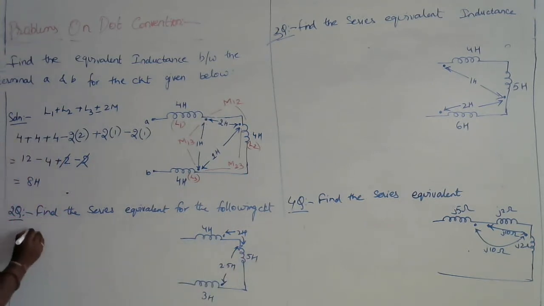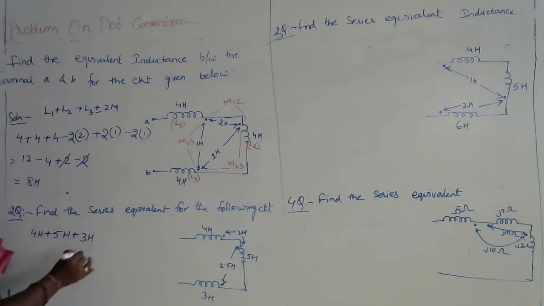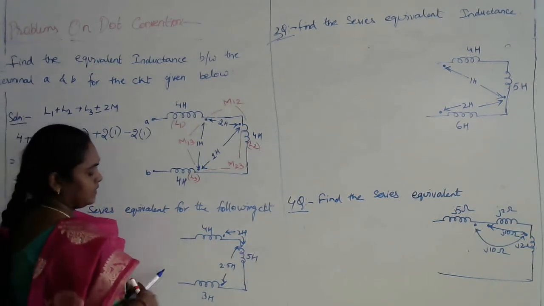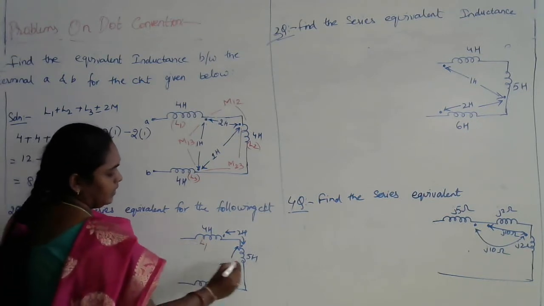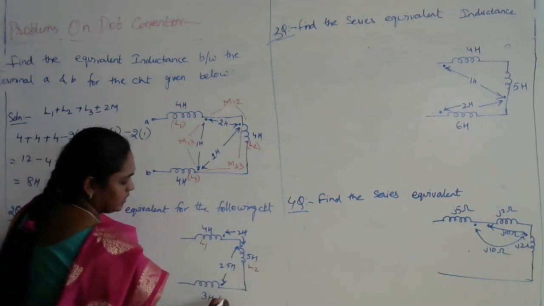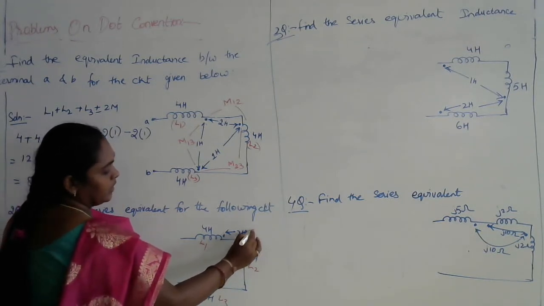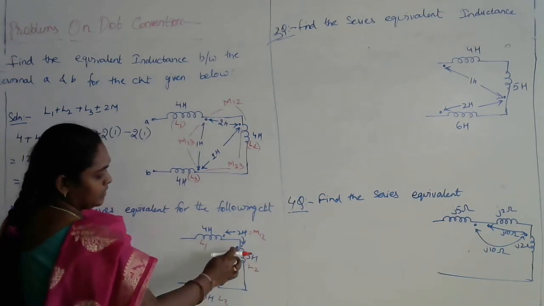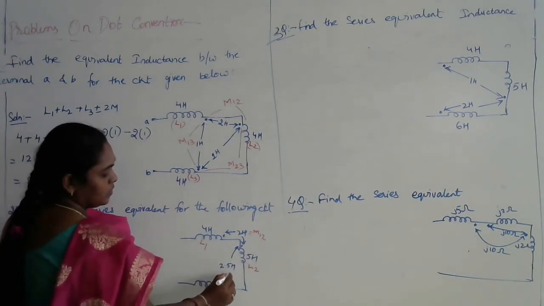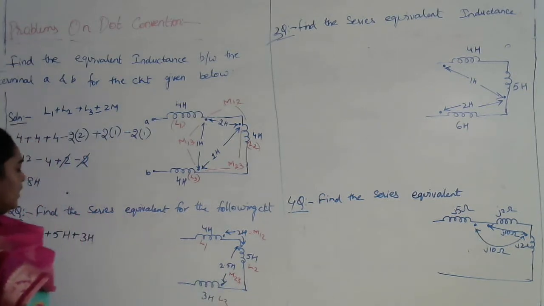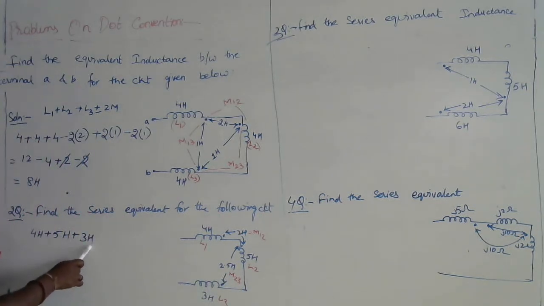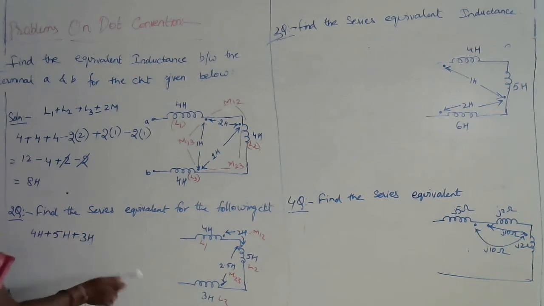Those three self-inductances are 4 Henries, 5 Henries, and 3 Henries. So I can represent this as L1, this is L2, this is L3. And there is a mutual inductance between 1 and 2, which is nothing but M12. Similarly, there is a mutual inductance between 2 and 3, so this is M23. So here L1 plus L2 plus L3, 4 plus 5 plus 3, and we need to see the mutual inductance.